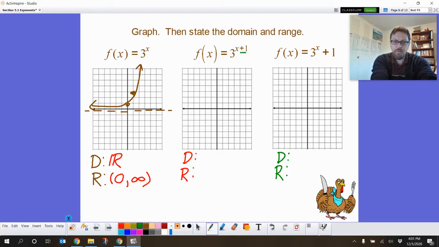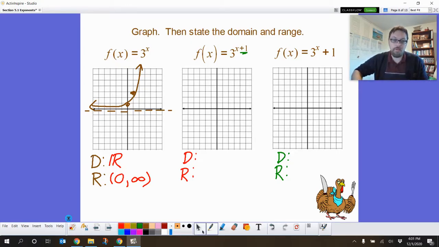Now, I want to make sure that you're cool with your transformations. You can spot this in your happy function book. If we get a +1 inside of that function, because it's inside of the exponent, that means it's going to be moving left and right. If it's plus, it's opposite of what we'd think. We would think that plus would be to the right because it's a positive direction. It gets backwards and weird on the inside.